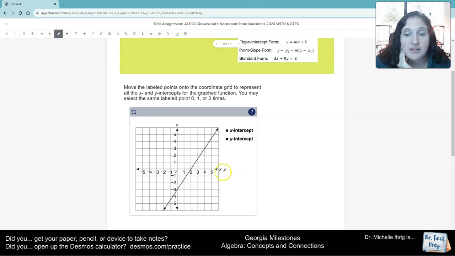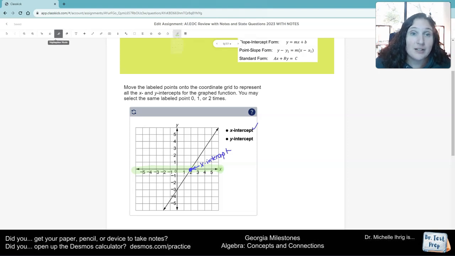So look at this, this is the letter X. That means anything that crosses that green line is an x-intercept. Well, this graph only crosses once. It crosses right here. So this is where I would put my x-intercept. That's it. Check, x-intercept, boom.